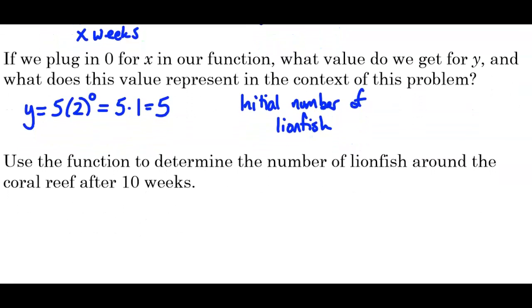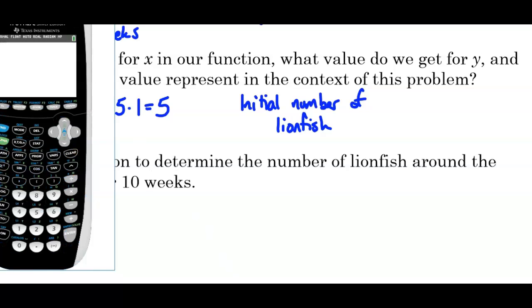Use the function to determine the number of lionfish around the coral reef after 10 weeks. Okay, so we're going to plug 10 in for x. 5 times, that looks like a 1. Let's fix that. 5 times 2 to the 10th. Now we can do this by hand, but if we use a calculator, it might make our life a little bit easier. So I'll pull up my graphing calculator.